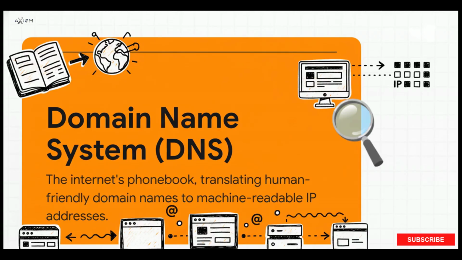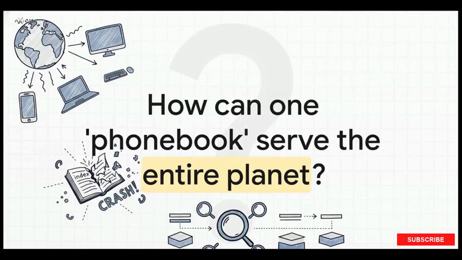At its core, the idea is actually pretty simple. DNS is often called the phone book of the internet, and that's a great analogy. Just like you would look up a friend's name to find their number, DNS looks up a website's name to find its unique IP address. I mean, can you imagine if we had to memorize long strings of numbers for every single site we wanted to visit? No, thank you.